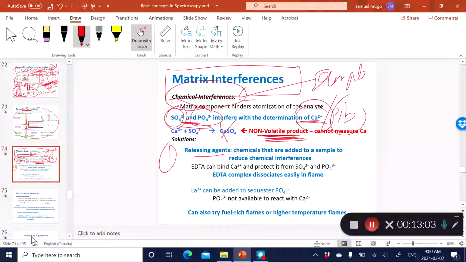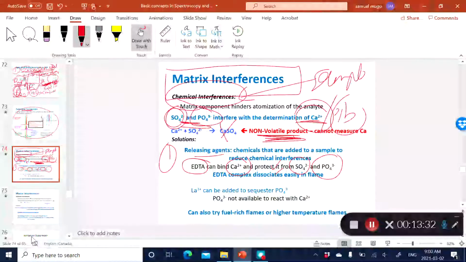And releasing agents are typically used, for example, in this case, you're analyzing for, say, calcium in maybe a water sample. And we know that a water sample probably can contain some sulfates. It can contain some phosphates, if it's wastewater, for example. And so you can add something like EDTA, which is a chelating reagent. I'm checking, you guys have used it before: ethylenediaminetetraacetic acid, or tetraacetate.